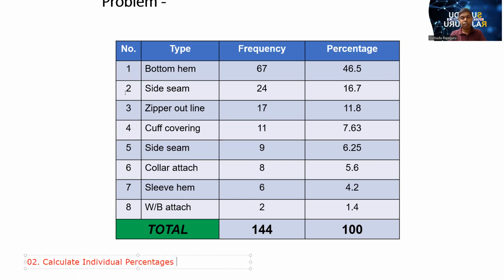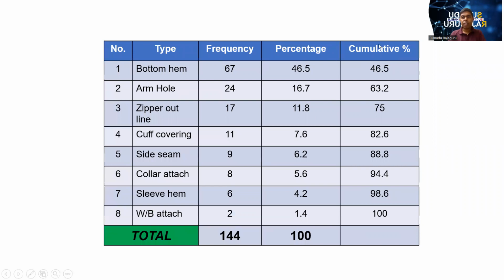It is very easy. In here, 67. So 67 divided by the total number of defects, which is 144. Then we have to multiply this by 100 to get the percentage. Then the answer is 46.54. Likewise, we have to calculate all the individual percentages. Right. After we calculate the individual percentages, the next step is we have to calculate the cumulative percentage.